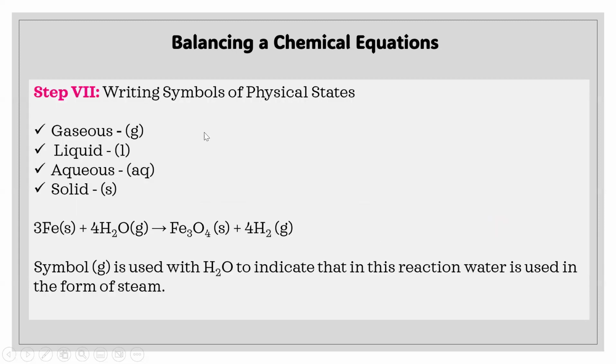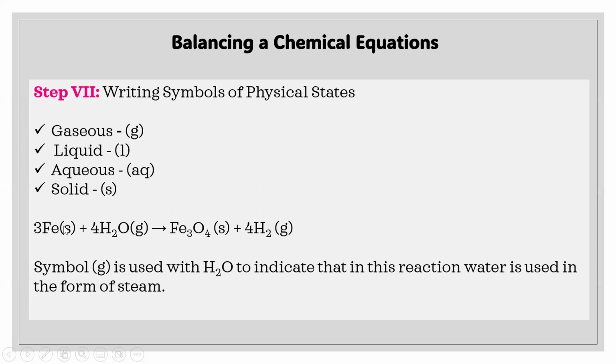Next, we will learn about writing symbols of physical state. Not only balancing, but sometimes you might also be asked to balance it using the physical states. For gaseous state, g is added. For liquid state, l is added. Aqueous state means it is in solution with water, so aq is added. For example, if potassium iodide or potassium hydroxide is dissolved in water, we will write potassium iodide aqueous. Aqueous means it is dissolved in water.